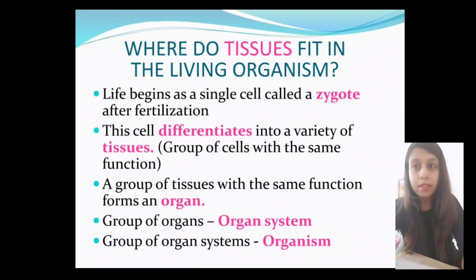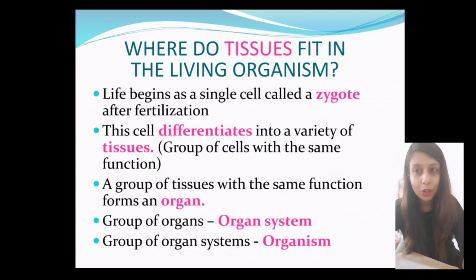So students, where do tissues fit in living organisms? Life begins as a single cell called a zygote. After fertilization, this cell differentiates into a variety of tissues. A group of tissues with the same function forms an organ. A group of organs forms an organ system. An organ system forms a whole organism.